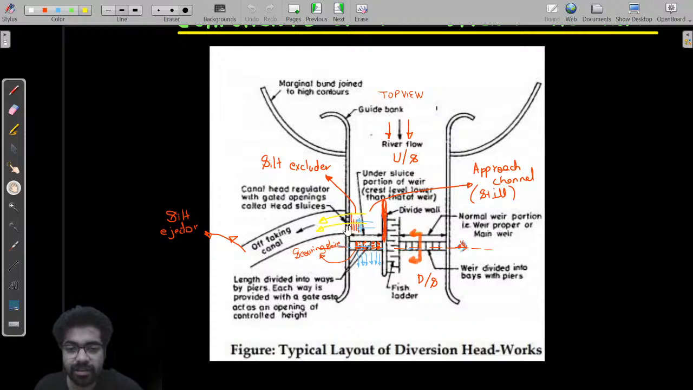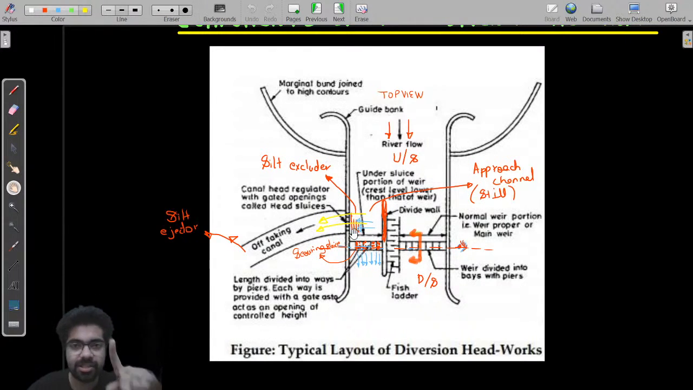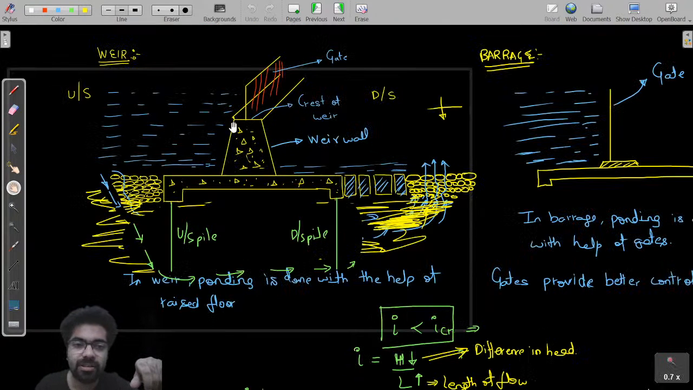See here, a lot of silt is there, so we depress the floor so that more silt gets scoured towards the downstream side. This is one aspect. And this crest: if we make the weir wall fully, then obviously we will not get full control over it. So we construct it partially, something as a raised floor, and something we control by gates.